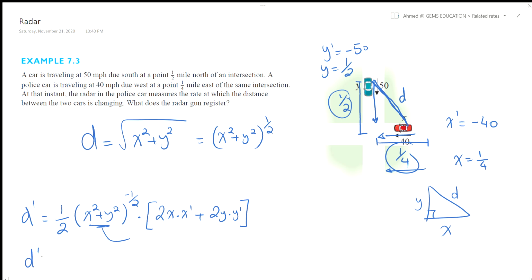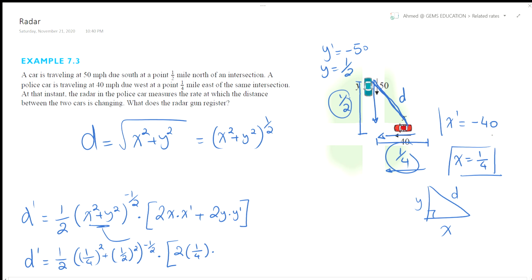So I leave d prime as it is, then it's equal to half. Now instead of x, I'll substitute the value of x written there, which is 1/4. So I'll say here (1/4) to the power of 2 plus the value of y, which is half, to the power of 2, all to the power of -half. Then this is multiplied by 2 and then x, which is 1/4, multiplied by x prime, the rate of change of x, which we wrote at the very beginning as -40. Then we add 2 multiplied by y, which is 1/2, and the rate of change of y, which we wrote there as -50.